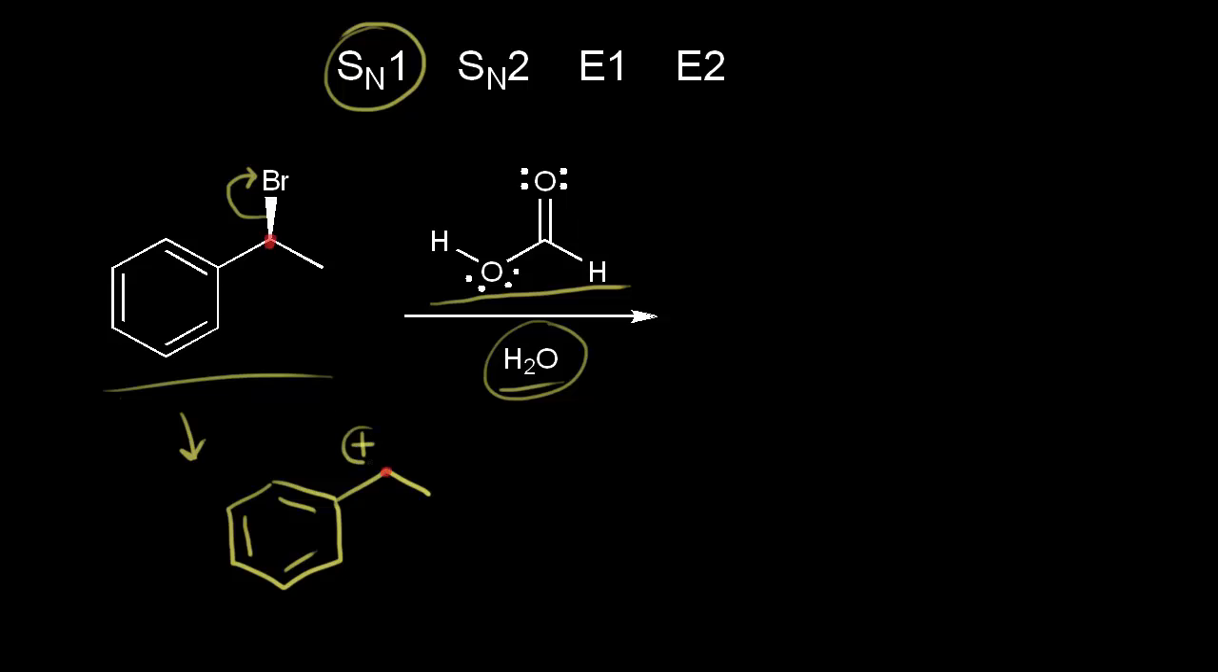This is a secondary carbocation, but it's also a benzylic carbocation. So the positive charge is actually delocalized because of the pi electrons on the ring. So this is more stable than most secondary carbocations. Next, if we're thinking an Sn1 type mechanism, this would be our electrophile. Our carbocation is our electrophile, and our nucleophile would be formic acid.